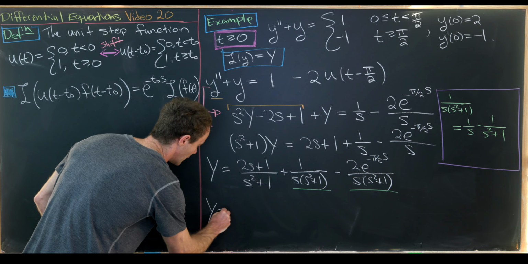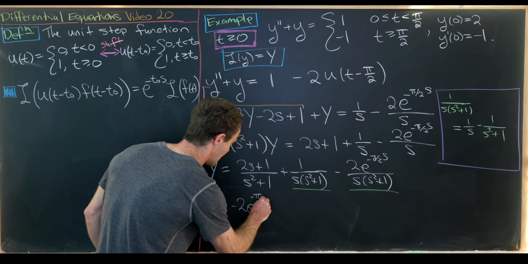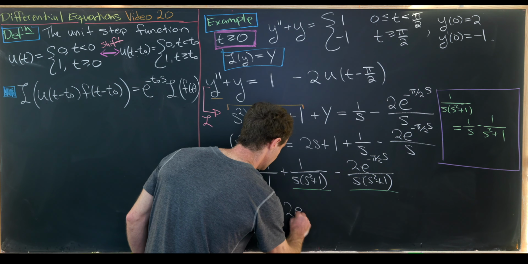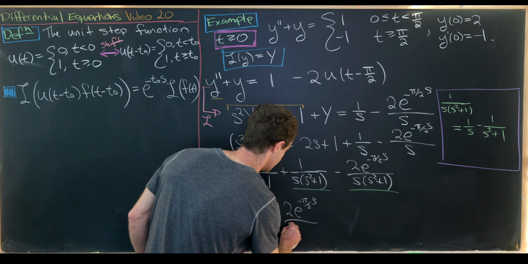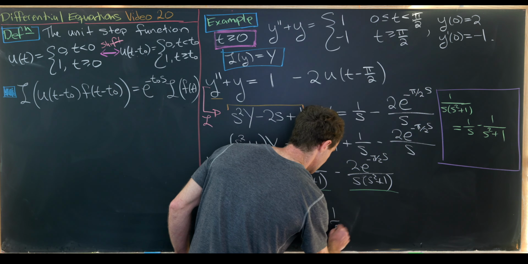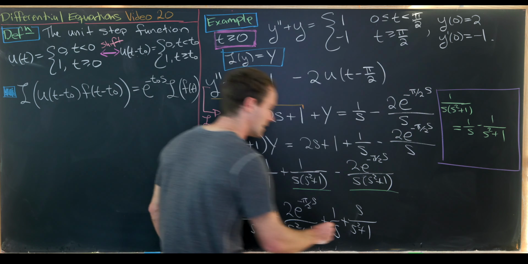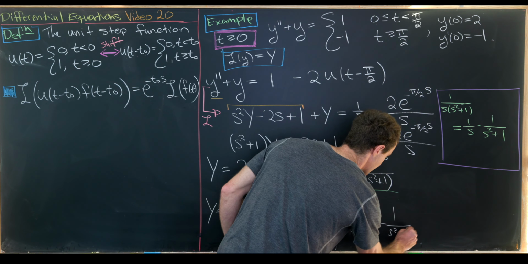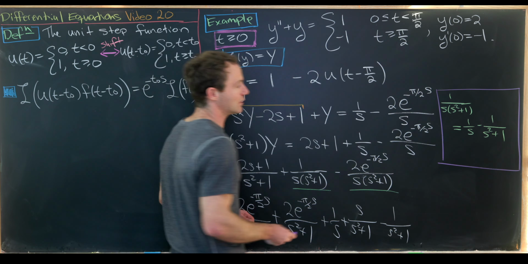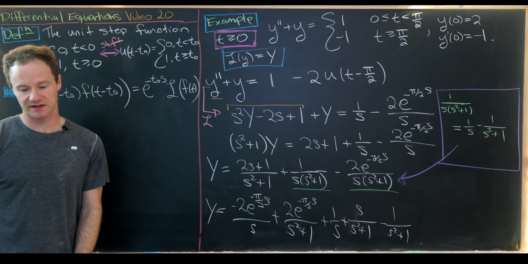So we'll have capital Y is equal to minus 2 e to the minus pi over 2s over s, and then plus 2 e to the minus pi over 2s over s squared plus 1, and then plus 1 over s, and then plus s over s squared plus 1, and then finally minus 1 over s squared plus 1. And just to be thorough, that's what we get when we take everything from this purple box and input it into this line that's right above.